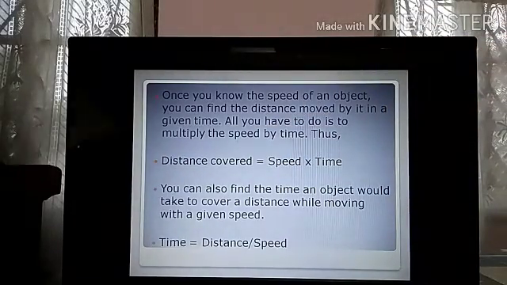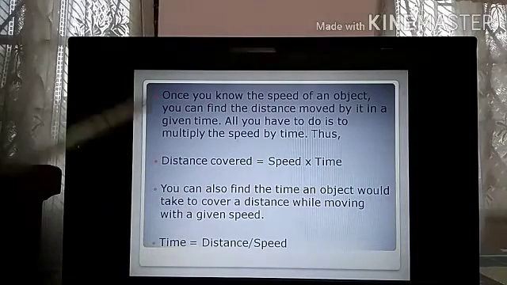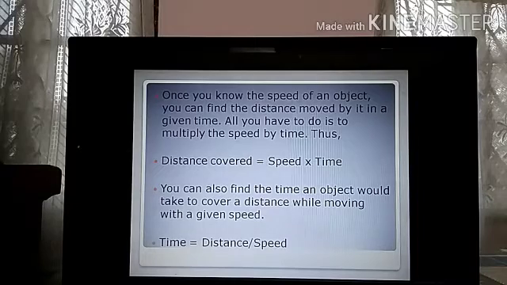So you should remember these formulas. First formula, speed is equal to distance by time. Second formula, distance is equal to speed into time. Third formula, time is equal to distance divided by speed.